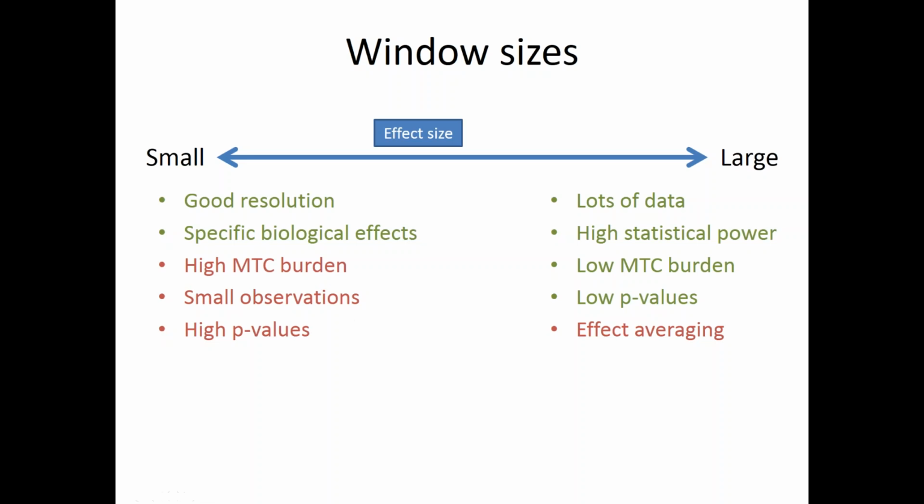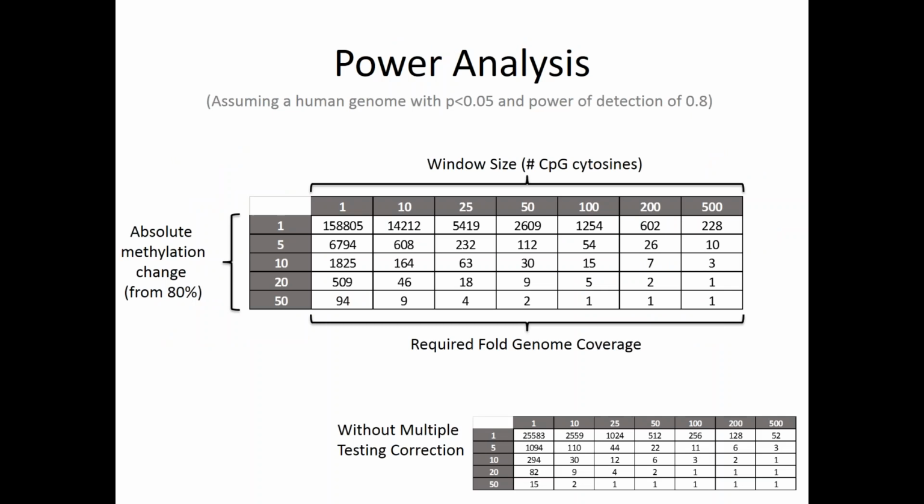So before you even get into doing the analysis, it's worth looking at some sort of pre-computed power analysis to see whether you're realistically likely to be able to see the sort of data that you want to see. The example I'm showing up here is a power analysis for a human genome, whole genome bisulfite, assuming that we want to see statistically significant points with p less than 0.05 and our power of detection, so we want about an 80% chance of spotting something if it actually changes.